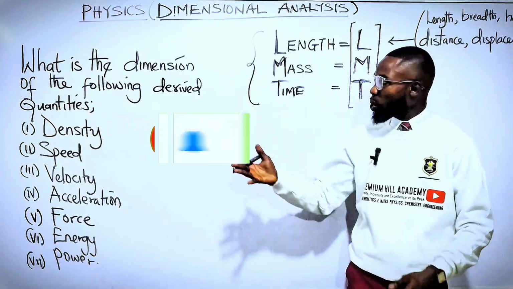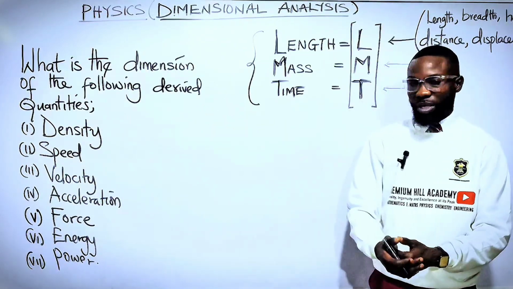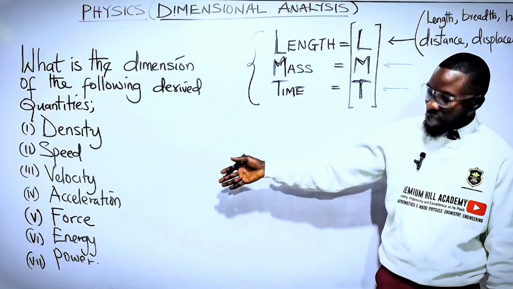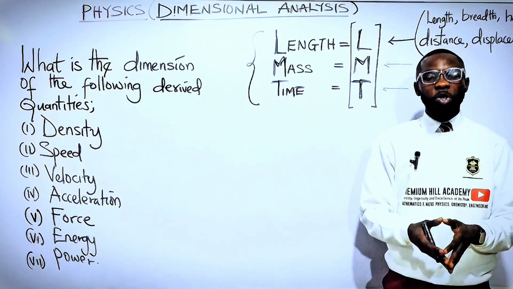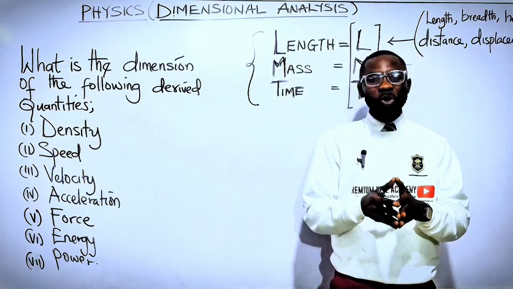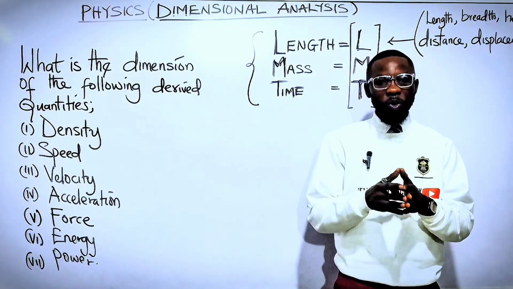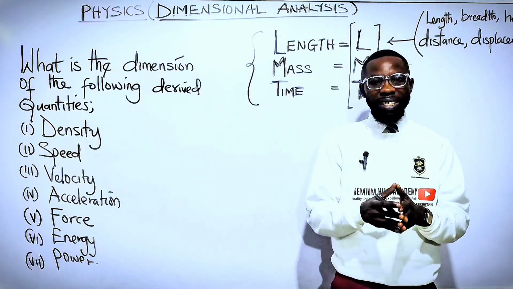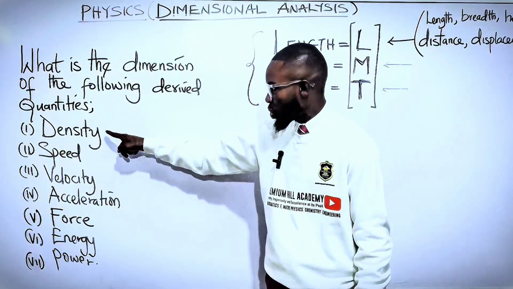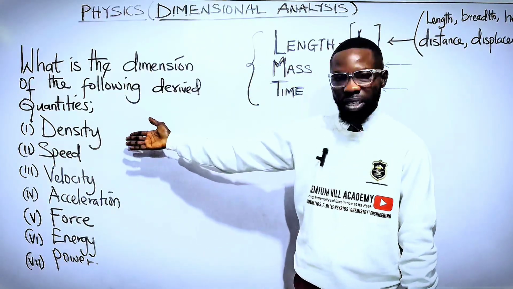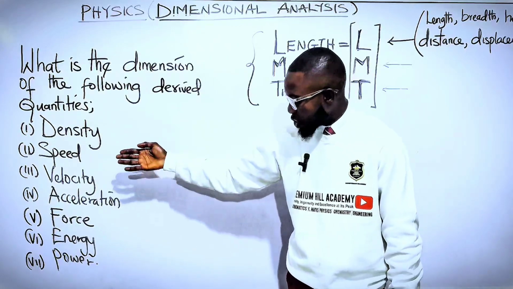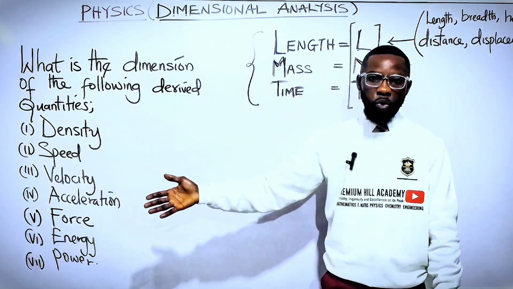The question says, what is the dimension of the following derived quantities? We have density, speed, velocity, acceleration, force, energy, and power. In this video, I'll be showing you a step-by-step guide on how to find the dimensions of these quantities. There are two key steps we need to understand when solving questions regarding dimensional analysis. Step number one, we define the equation. By that, I mean give the formula of density, the formula of speed, the formula of velocity, acceleration, force, energy, power, and so on.